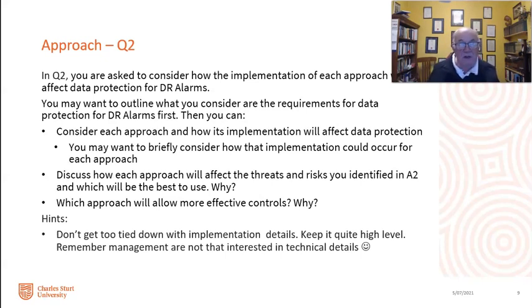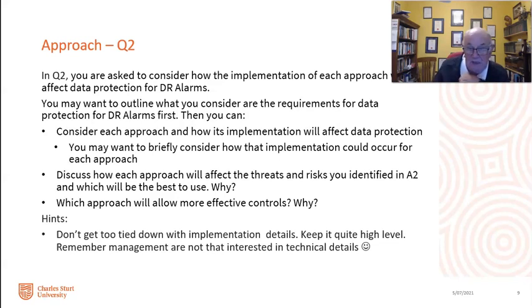Question 2, you then need to look at those two approaches and see how it's going to affect data protection for DR alarms. So you may want to outline here what you consider the real necessary requirements for data protection for DR alarms first. Then you can look at each approach and how its implementation will affect those requirements that you've outlined, and consider how that implementation may perhaps occur, right? But I'd be very brief around that. I wouldn't get too tied down with it.